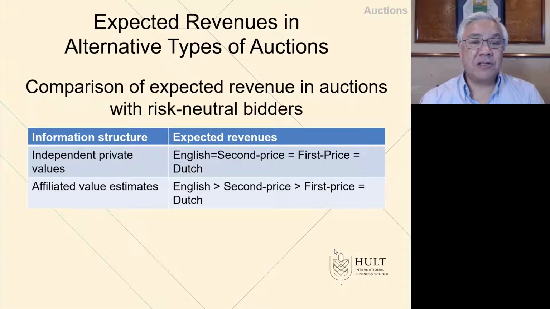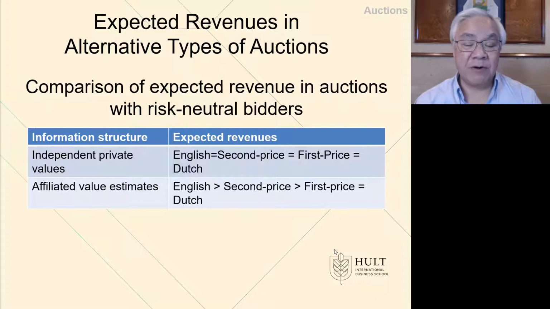If you're the auctioning party, what can you expect from different types of auctions? Here we have the conditions again of information being independent private versus affiliated value estimates. If it's independent private values, English equals second price, which equals first price, which equals Dutch. So as an outcome for you as the seller, you would expect the same across the four. Where you'll see a difference is in the affiliated value. The English and second price will yield higher values to you than first price or Dutch.